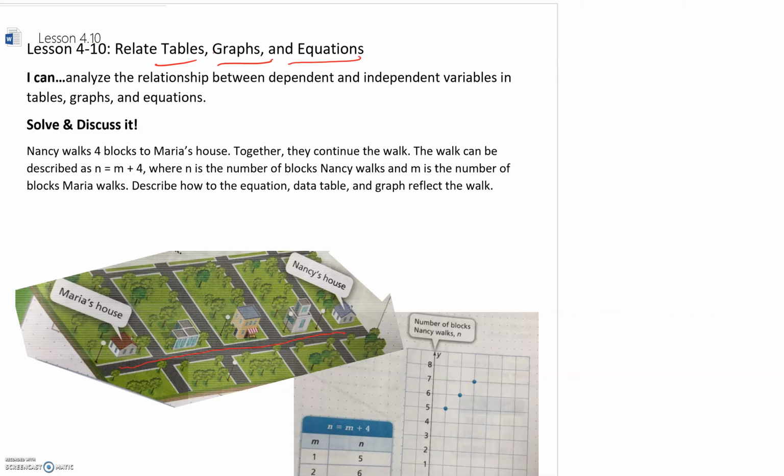So Nancy walks 4 blocks to Maria's house. Together they continue the walk. The walk can be described as n equals m plus 4, where n is the number of blocks Nancy walks and m is the number of blocks Maria walks. Describe how the equation, data table, and graph reflect the walk.